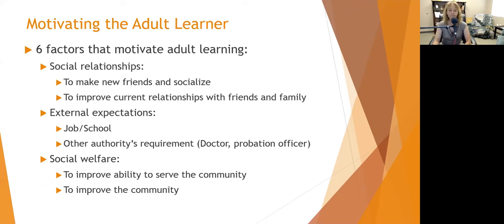And social welfare, to improve the ability to serve the community and to improve the community. So sometimes people get involved and they want to learn how to become recovery support specialists or something because they see it as a way to enhance their community.